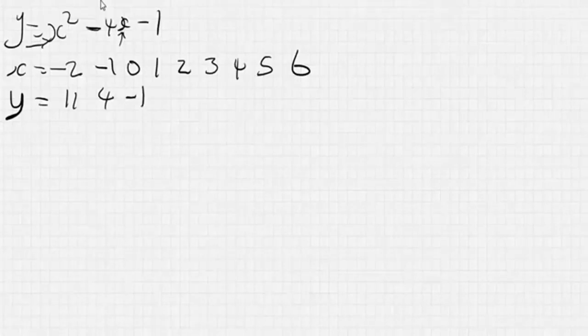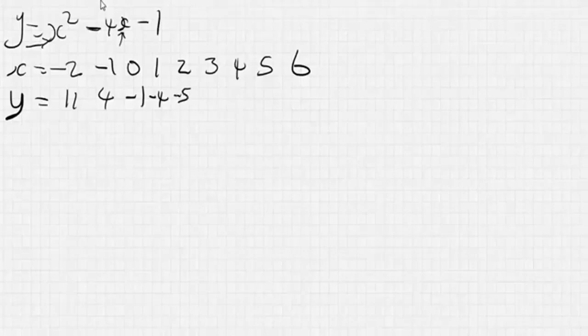Now when x is 1, 1² gives us 1. So we're going to have 1 minus 4, which gives -3. Okay, -3 minus 1 gives us -4. Right, so we're going to have -4 here. Okay, let me write this way. We have -4. Now when x is 2, 2² is 4. Okay, 4 minus 8 will give us -4. -4 minus 1 gives us -5. We're going to have -5.